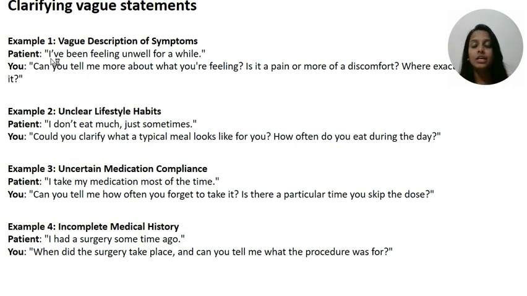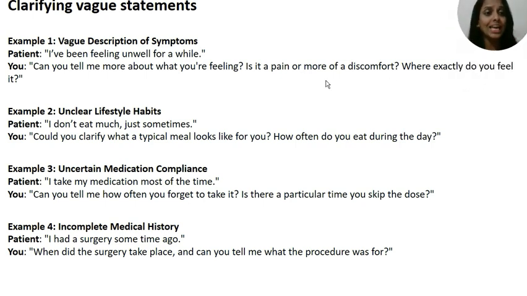The patient is telling you, "I've been feeling unwell for a while." And you say, "Can you tell me more about what you're feeling? Is it a pain or more of a discomfort? Where exactly do you feel it?" Here, the patient has mentioned feeling unwell, but we need more specifics to understand their condition. By asking about the type and the location of the discomfort, you are helping them express what they might not have been very clear about initially.